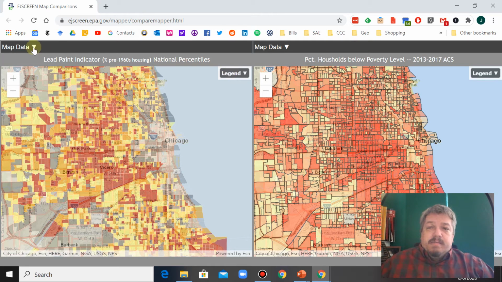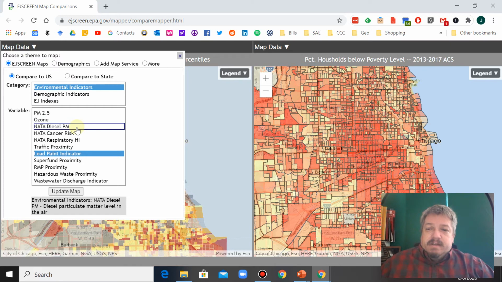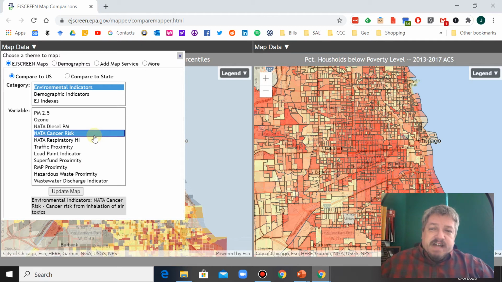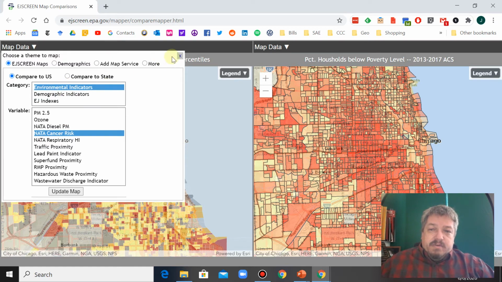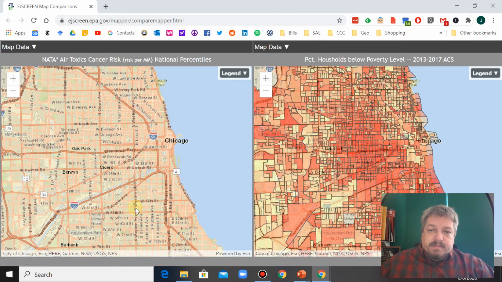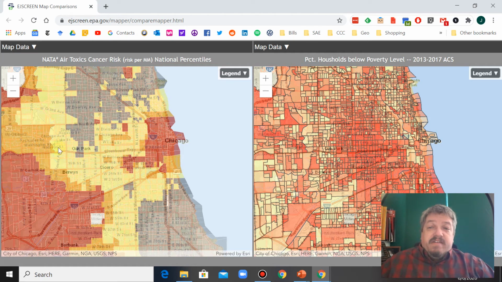Let's take another one. Let's look at cancer risk. Risk of cancer from inhalation of toxic particles in the air. All right, so we're going to say there. So people who live in this area have a higher risk of cancer. And let's look at another legend.